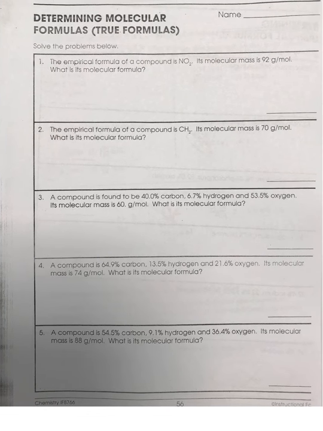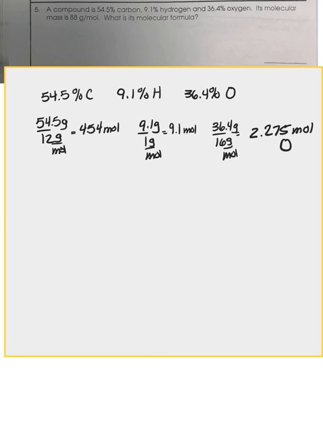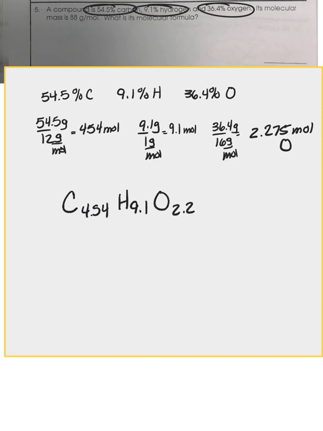Oh, no, I didn't finish the other two. All right, for this one, they gave us percentage of carbon, hydrogen, and oxygen, and I'm in the process of changing that into an empirical formula. Same as I've done for every other problem, I've taken the percent, I've changed it to grams, then I divide by the gram formula mass, and I got a mole, mole, and mole for each one of these. Then I'm going to set up my mole ratio. So carbon is 4.54, hydrogen is 9.1, and oxygen is 2.275.